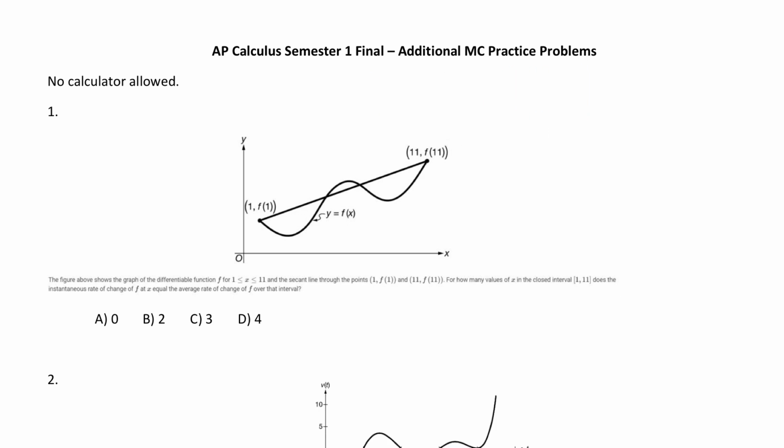These are multiple choice problems per request. You want a little bit more review with multiple choice, so let's do some of these. Let's start off with number one. These are no calculator allowed.